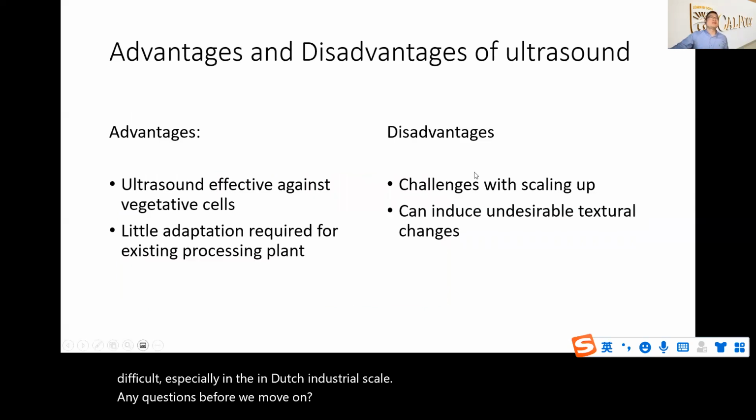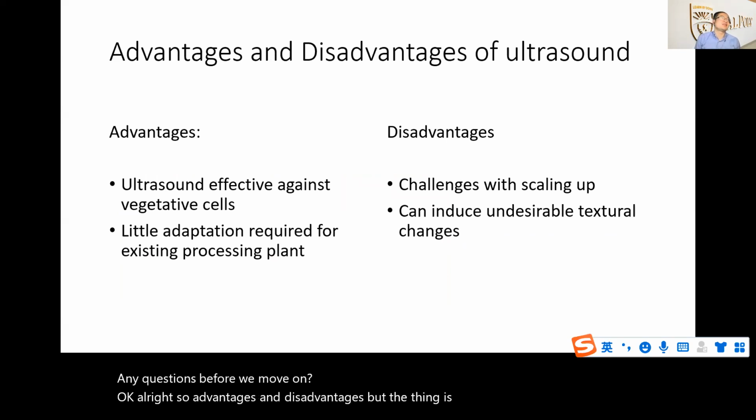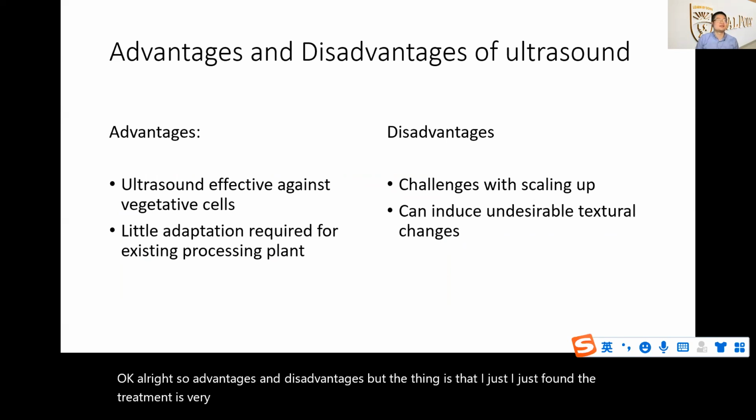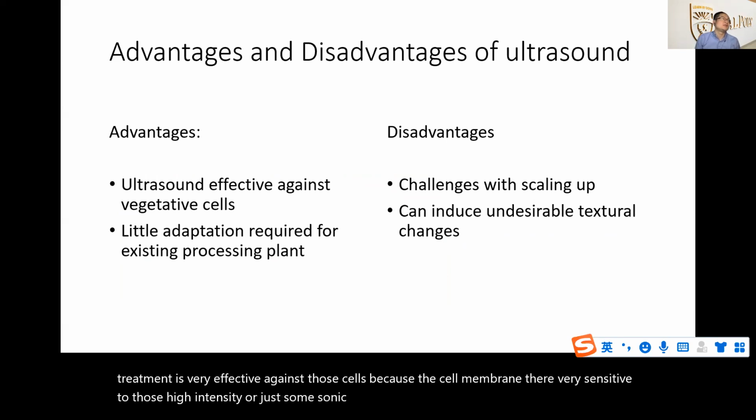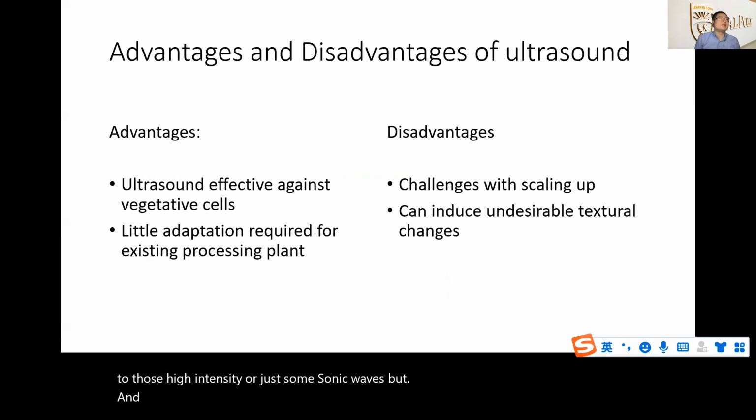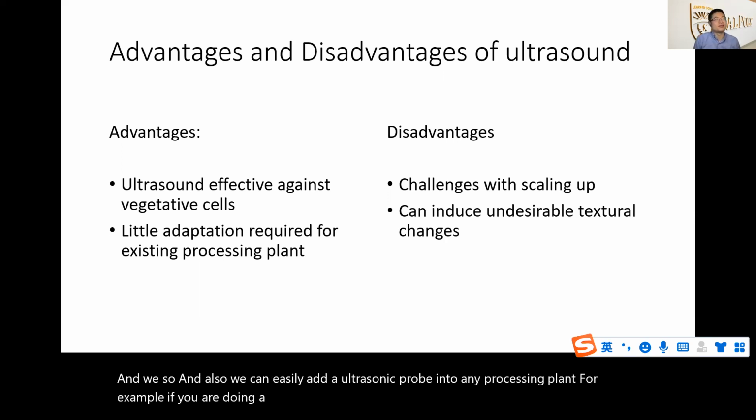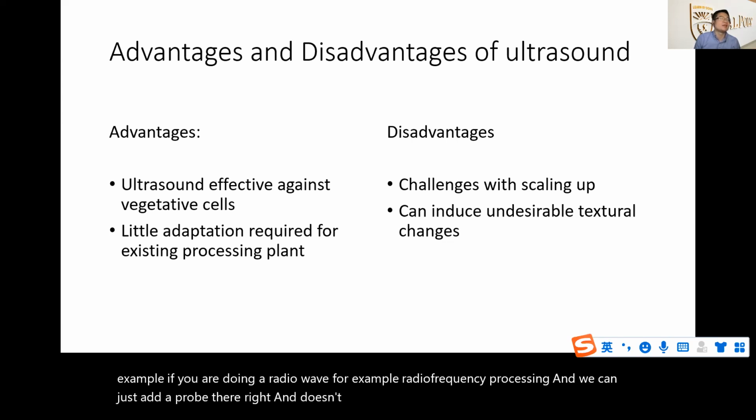Okay, all right, so advantages and disadvantages. Good thing is that ultrasound treatment is very effective against those cells, okay? Because those cell membranes are very sensitive to high intensity ultrasonic waves. And also we can easily add an ultrasonic probe into any processing plant. For example, if you are doing radio frequency processing, we can just add a probe there, right? And it doesn't require much rebuilding of the equipment.